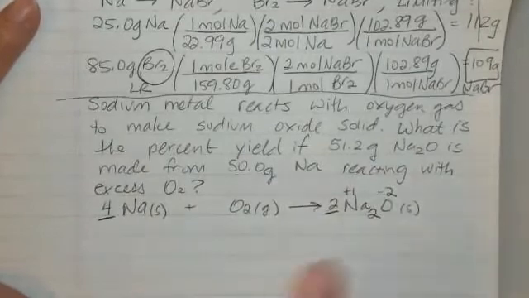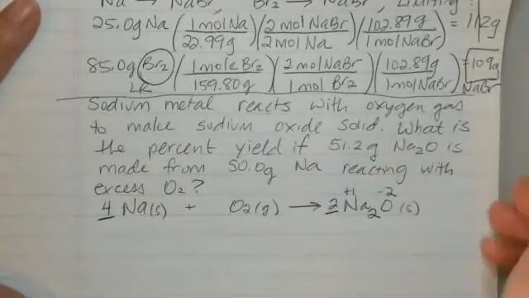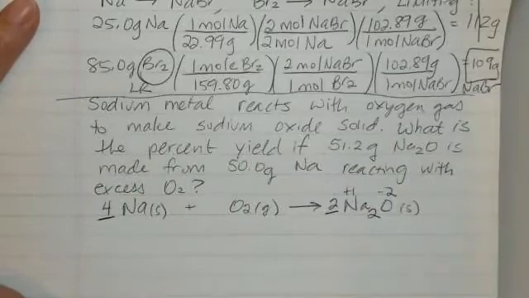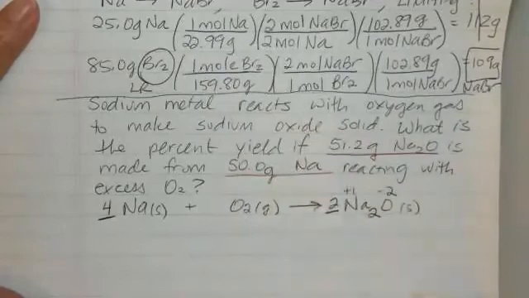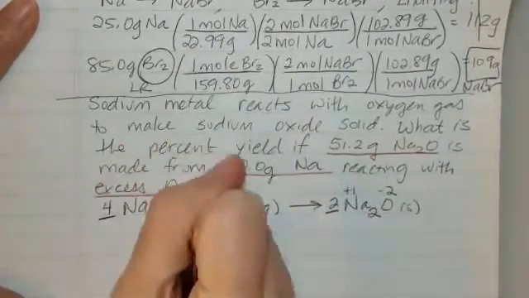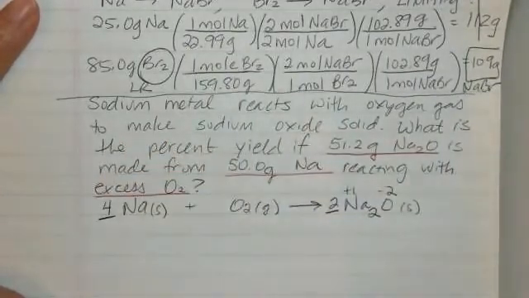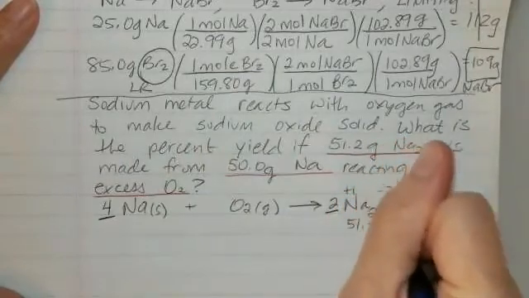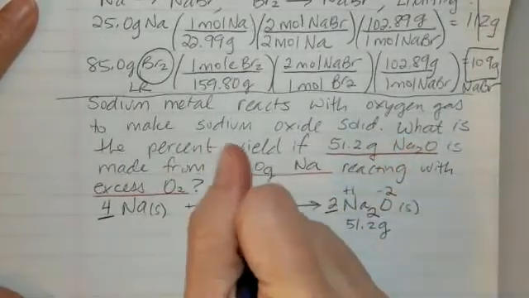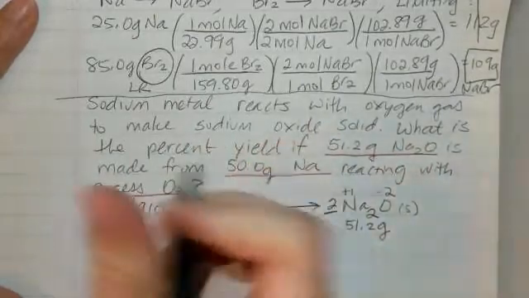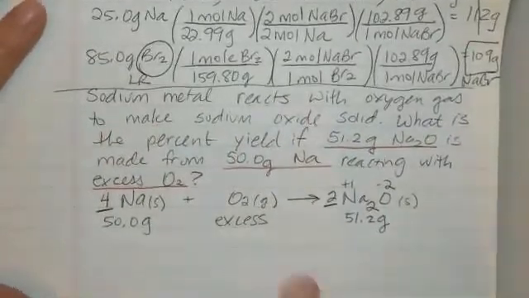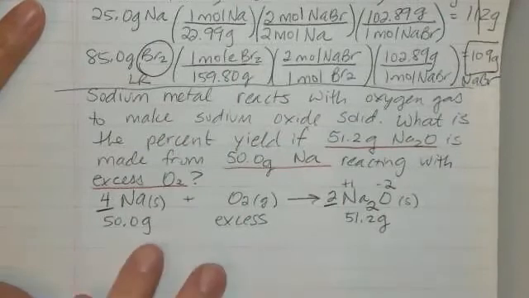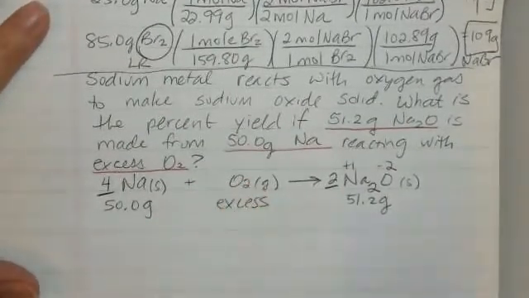Now, this question says, what is the percent yield if 51.2 grams of the sodium oxide is made from 50.0 grams of sodium reacting with excess oxygen? All right, so I've got 51.2 grams of sodium oxide. It told me that we have excess O2 here, and I'm looking for 50.0 grams of sodium. So the fact that this told me I have excess oxygen means this is not a limiting reactant problem, which means I don't have to worry about the oxygen, which is great.